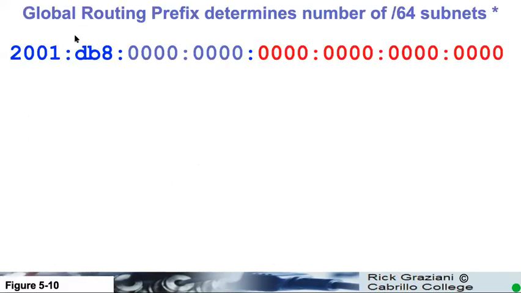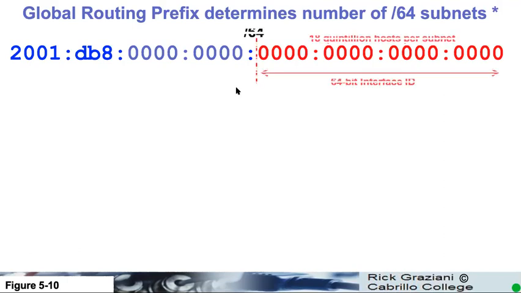So the global routing prefix, what you get from your service provider or from a regional internet registry, will determine how many subnets you get, the size of your subnet ID. Internally, we're going to create /64 subnets. Everything will have 64 bits for the interface ID. 18 quintillion hosts per subnet.